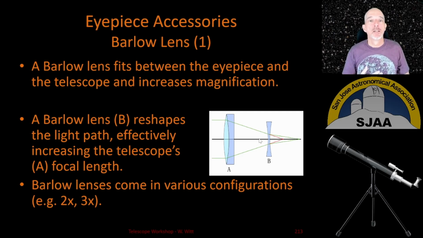And remember that magnification is the telescope's focal length divided by the eyepiece focal length. So if the telescope's focal length becomes larger, that division produces a larger number, and therefore a higher magnification. Barlow lenses come in various configurations, typically 2x or 3x, meaning that if the focal length here is, let's say, 1,000 millimeters, and I put a 2x Barlow in it, then the telescope behaves as if its focal length is 2,000 millimeters.